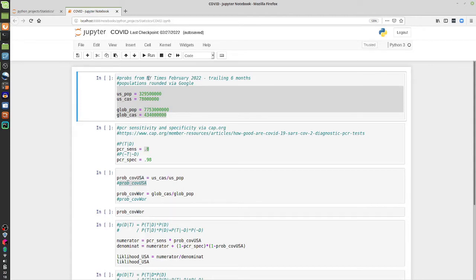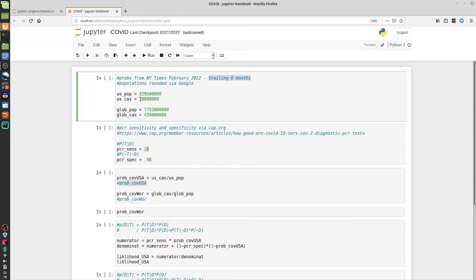I got the numbers for the number of cases from the New York Times as of February 2022, and the number of cases are the trailing 6 months, so the last 6 months, how many cases have we had? And then populations were just found on Google and rounded. For U.S. population, I have it at about 329 million, and hopefully that's correct. I didn't bother to check.